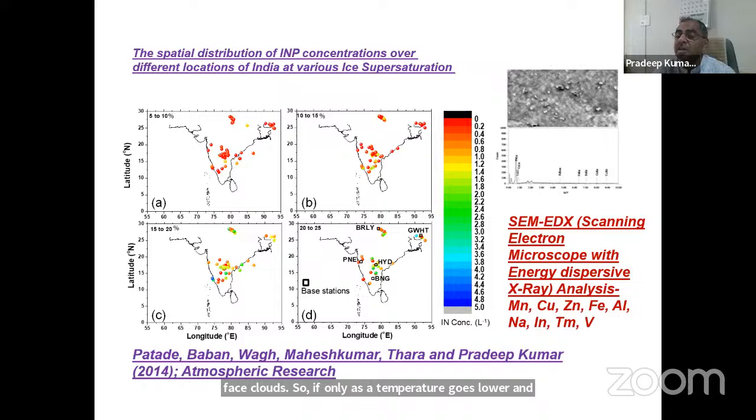These filters were analyzed using SEM-EDX to find out what the particles are. So these are all the minerals which are there: magnesium, copper, zinc, iron, aluminium, sodium, indium, then vanadium. This is again a published work in 2014 by Patade et al., who was our PhD student.